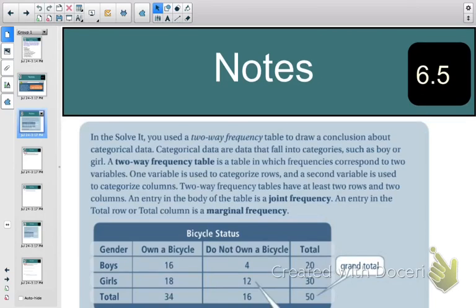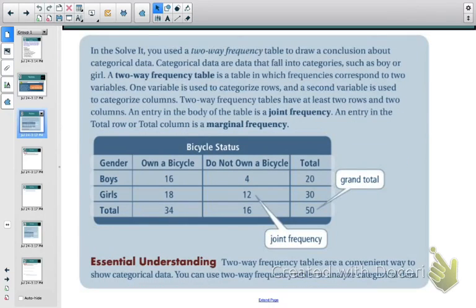But we'll talk about how we can interpret data like this in this lesson. Okay, so that was what we call a two-way frequency table. And we use this to draw conclusions about categorical data. Categorical data are data that fall into categories, such as boy or girl. A two-way frequency table is a table that corresponds to the frequencies of two different variables. So, for example, the gender was one category, and then the bicycle status was the other category, so either they own a bicycle or do not. We're comparing those two categorical variables in this table.